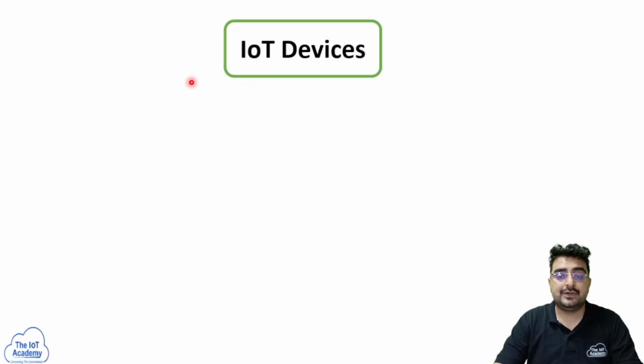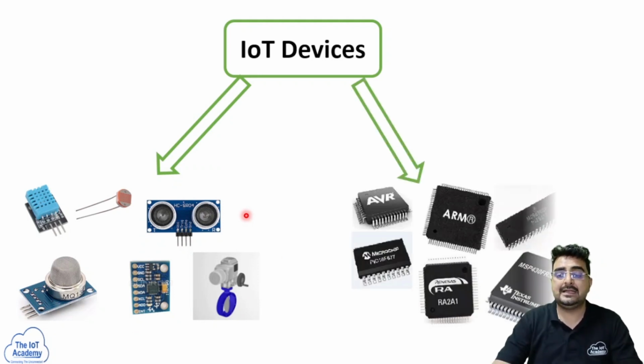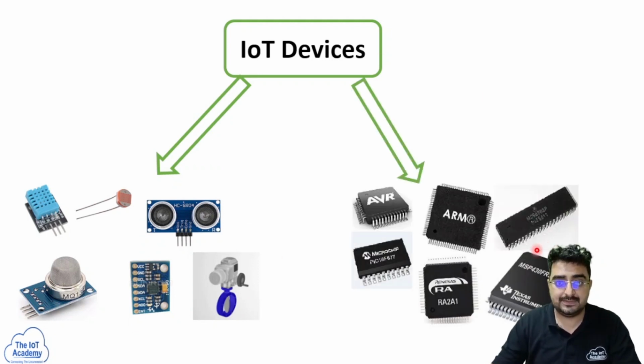So in IoT devices there are some sensors. These are the sensors like temperature, humidity sensor, ultrasonic sensor. This is the air quality sensor. This is the gyroscope and accelerometer. Some are actuators. So sensor and actuator are part of IoT devices, and some microcontrollers also. Some 8-bit, 16-bit, 32-bit microcontrollers are also there. So right now we are discussing the IoT devices. It means we are working on the perception layer.